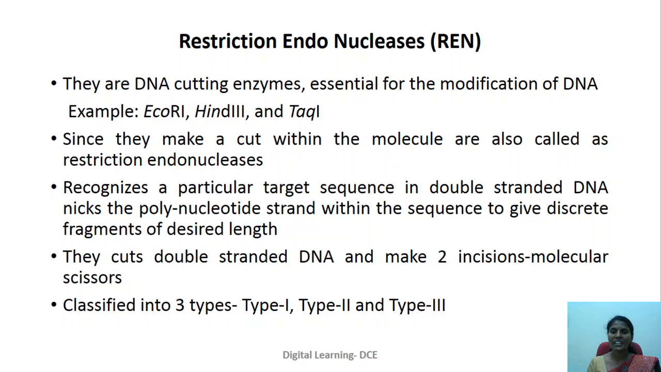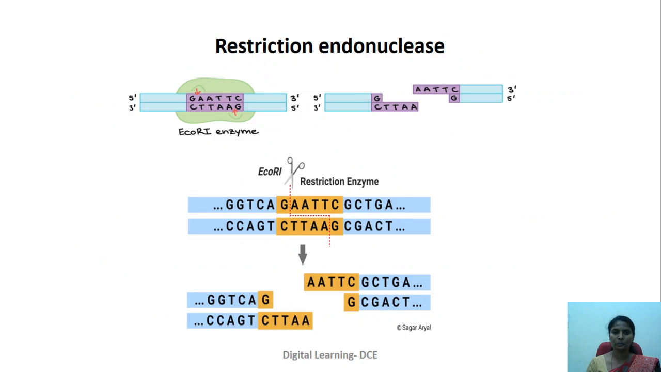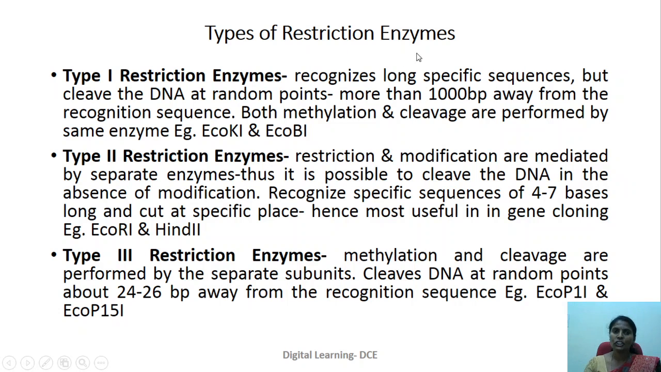They cut double-stranded DNA and make two incisions, hence the name molecular scissors. They are classified into three types like type 1, type 2 and type 3 endonucleases. In this slide, we can observe an example of restriction endonuclease, EcoR1, which is bound to the double-stranded DNA molecule and recognizes the sites on the DNA segment where to make a cut and finally makes two sticky ends. Coming to the types of restriction enzymes.